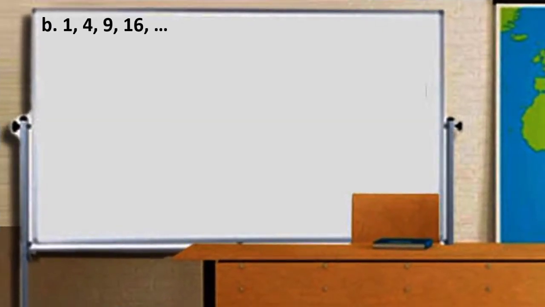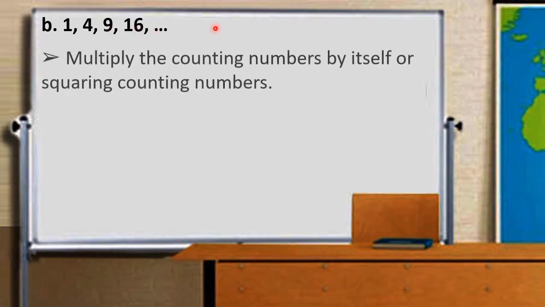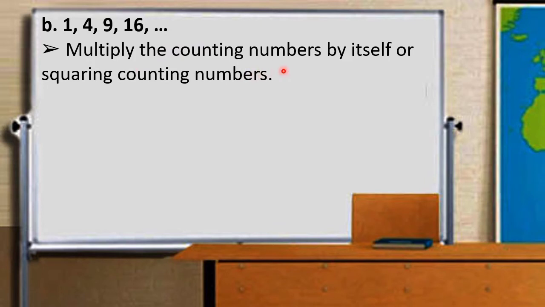Let's have our second example, letter B. We have this sequence 1, 4, 9, 16, and so on. So, multiply the counting numbers by itself, or squaring counting numbers. So, alin ba yung counting numbers? Ito yung mga term or terms. Counting numbers, nag-i-start kay 1. So, 1, 2, 3, 4, and so on.